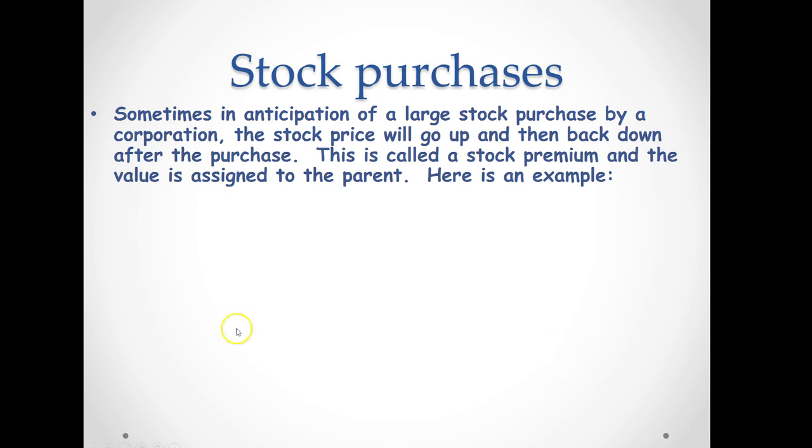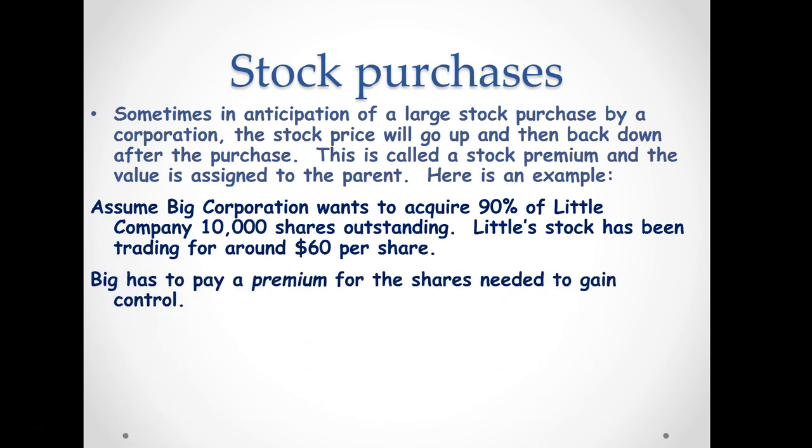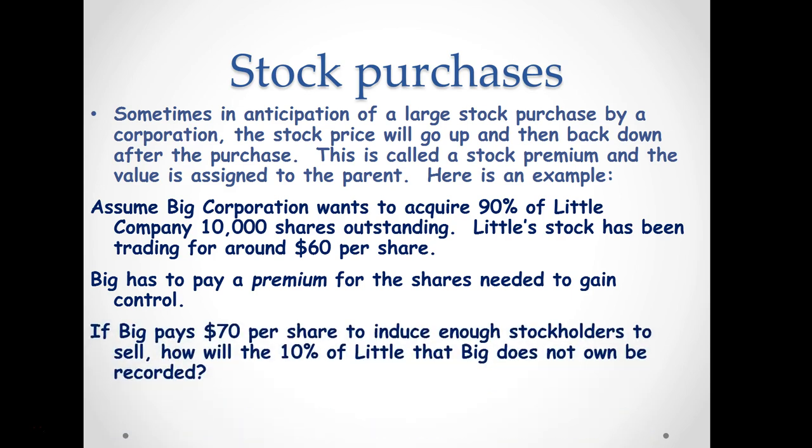Sometimes in anticipation of a large stock purchase by a corporation, the stock price will go up and then back down after the purchase. This is called the stock premium, and the value is assigned to the parent. Here is an example. Assume Big Company wants to acquire 90% of Little Company, 10,000 shares outstanding. Little's stock has been trading for around $60 per share. Big has to pay a premium for the shares needed to gain control. If Big pays $70 per share to induce enough stockholders to sell, how will the 10% of Little that Big does not own be recorded?